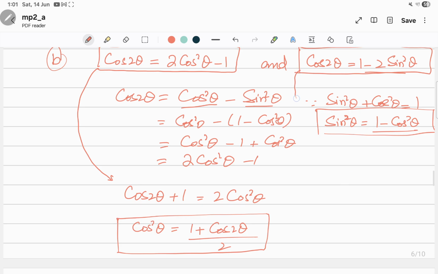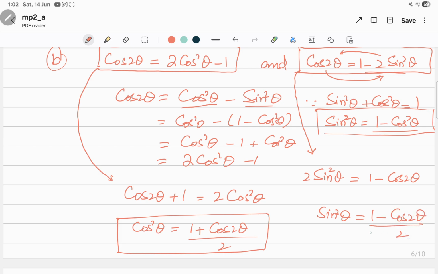So similarly, from here you can make your sine square theta as a subject. If you take minus 2 sine square to the left hand side and cos 2 theta to the right hand side, it will be 2 sine square theta equals 1 minus cos 2 theta, and divide by 2 on both sides, then sine square theta equals 1 minus cos 2 theta over 2. So this is the value of sine square.